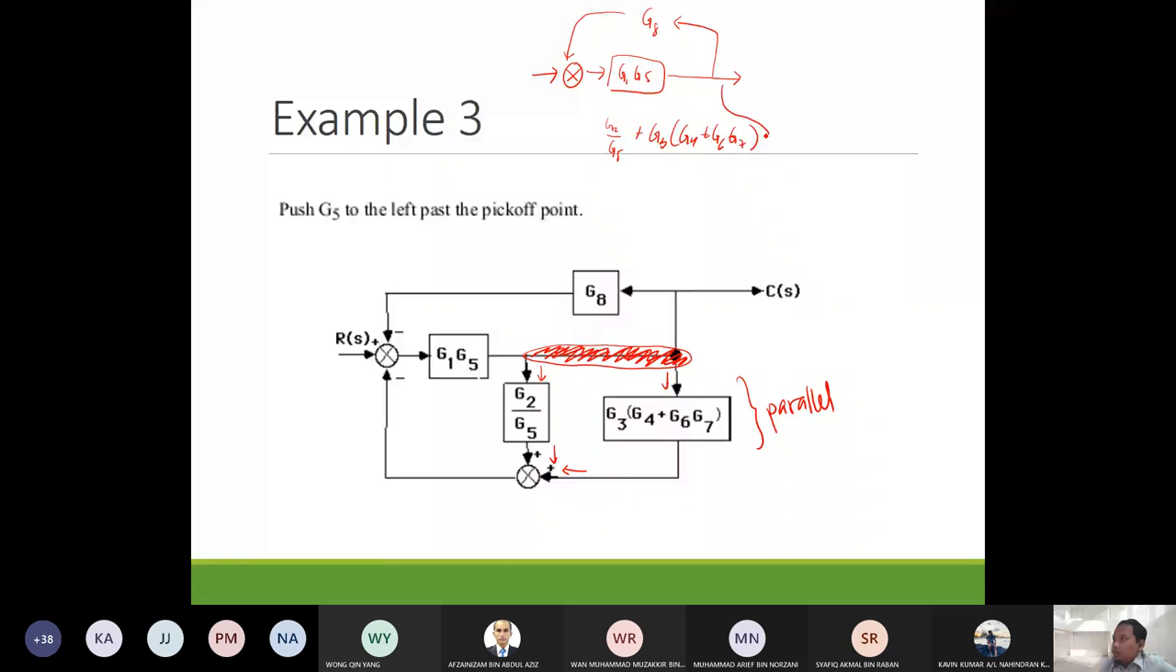Okay, sorry, bad drawing. Okay, you will get something like this. Then if you look carefully, there are two signals here, one going up, one going down. They're actually coming from the same pick-off point, and then they meet again at the same summing junction. So G8 and the rest at the bottom here are in parallel as well. Okay, parallel again.